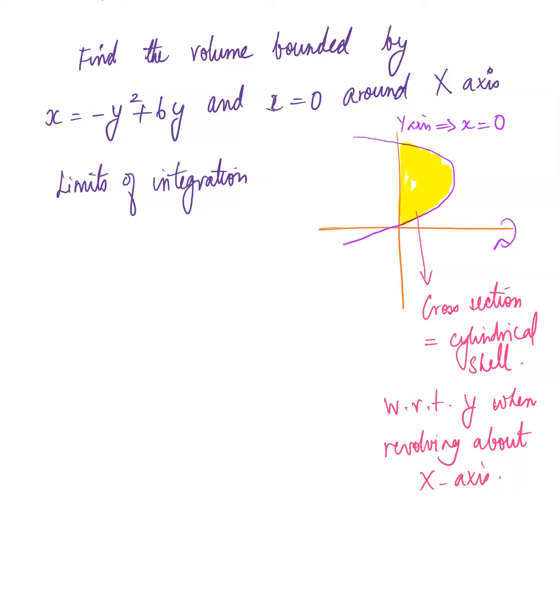Now, limits of integration would be where I set the two equations that are written in terms of x, right? That are solved for x, I should say. The equations are solved for x, therefore they're written in terms of y. Solve this, and then you have y squared minus 6y equals 0, so that I have the y positive.